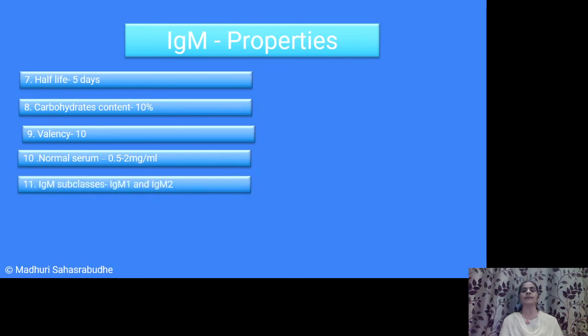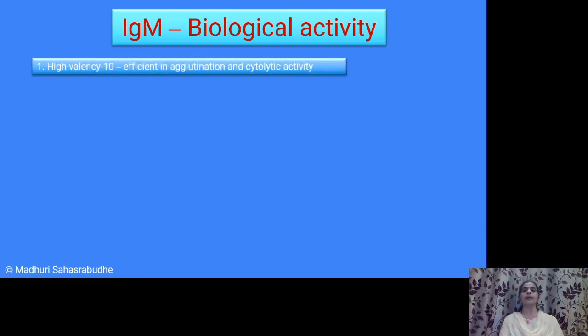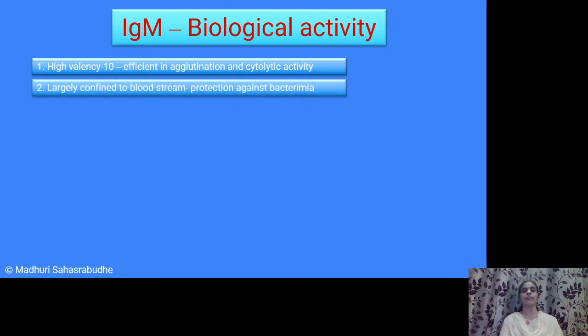IgM has two subclasses, IgM1 and IgM2. It is purely intravascular in distribution. As in the case of IgG, we have seen it is extra and intravascular. In the case of IgA, we have said that it is mainly in secretions, whereas IgM is intravascular in distribution, right? That is why it is important to know about biological activity: its highest valency is 10, it is very efficient in agglutination and cytolytic activity. It is largely confined to the bloodstream, and therefore it protects against bacteremia.